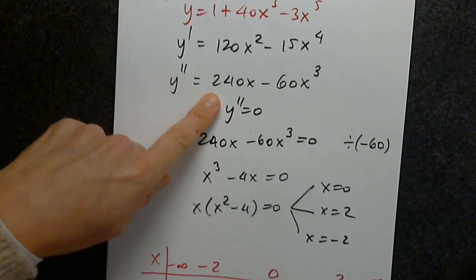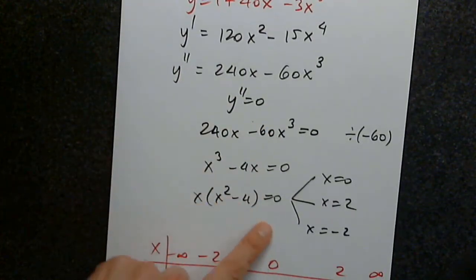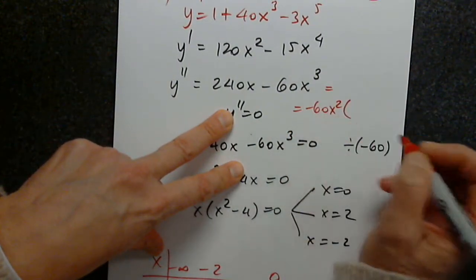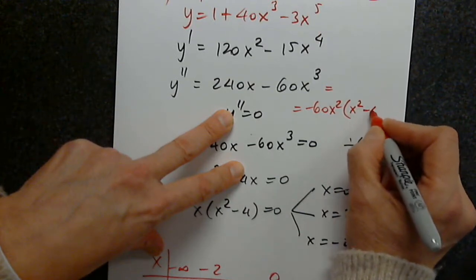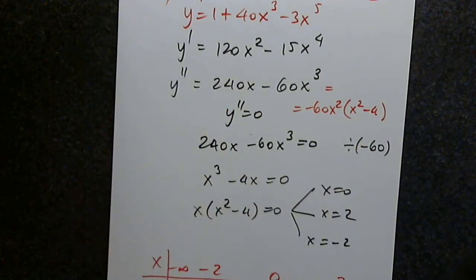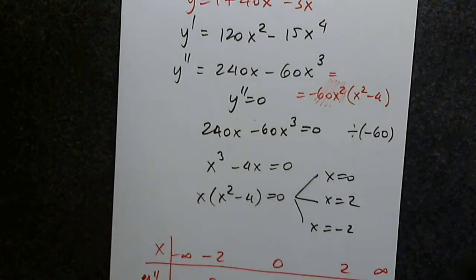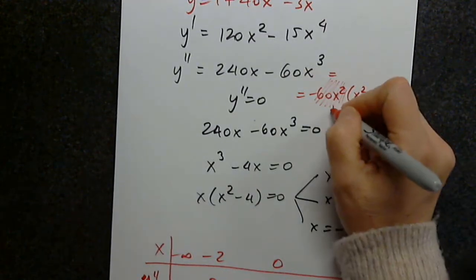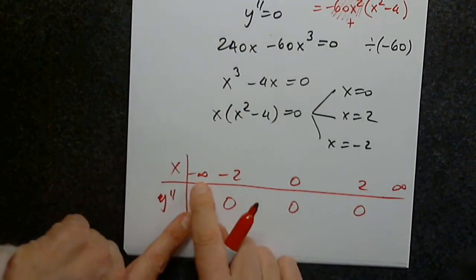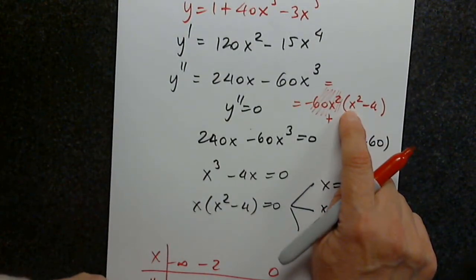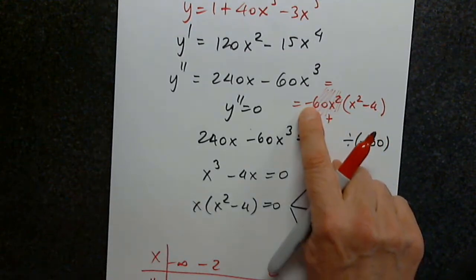Okay, I have to go back to the original function, not to all this equation that I worked with. So this is negative 60x squared, and this is x squared minus 4. I would not even bother to study 60x squared for the sign, because it's always positive. So now let's plug in negative 5 here. Negative 5 squared will be 25, minus 4 is positive, with negative in front will be negative.